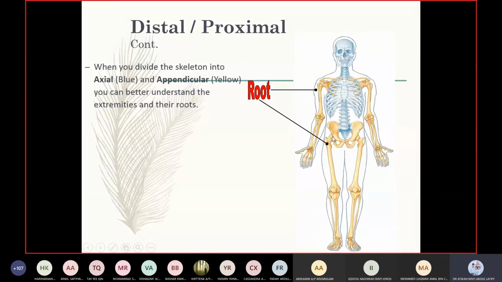Here as well, this is the root, which is the hip joint. So you can say the femur is more proximal as compared to the tibia and fibula, because it is closer to the root. Or you can describe the tibia and fibula as being more distal to the femur, because they are moving further away from the root.